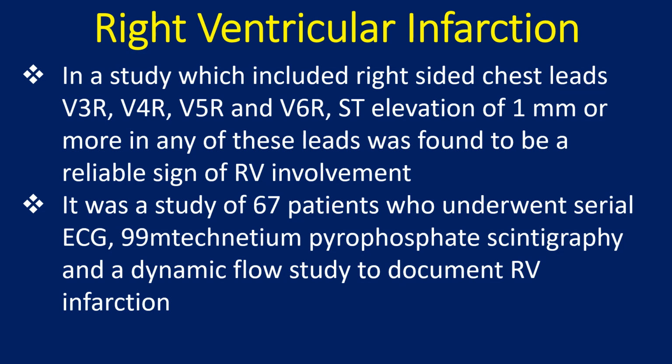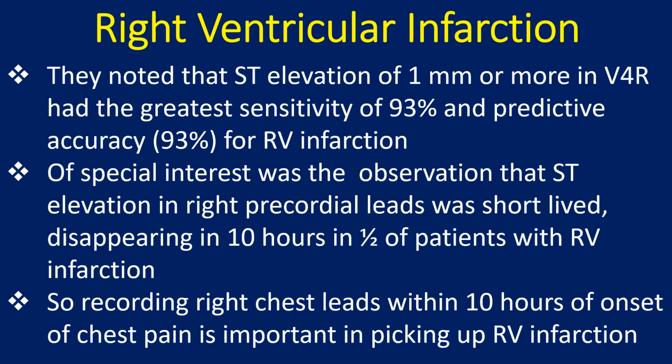It was a study of 67 patients who underwent serial ECG, 99m technetium pyrophosphate scintigraphy, and a dynamic flow study to document RV infarction. They noted that ST elevation of 1 mm or more in V4R had the greatest sensitivity of 93% and predictive accuracy of 93% for RV infarction.